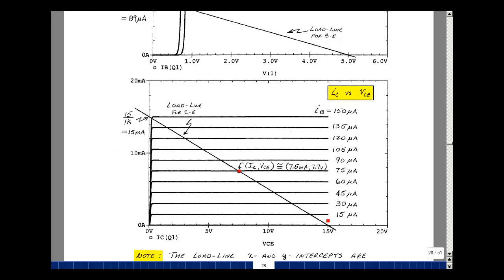And then from the other equation, if we were to set VCE equal to 0, we would get I sub C is equal to 15 divided by 1K. So that's all of our possible solutions. And of course, these are all the possible solutions of the transistor.